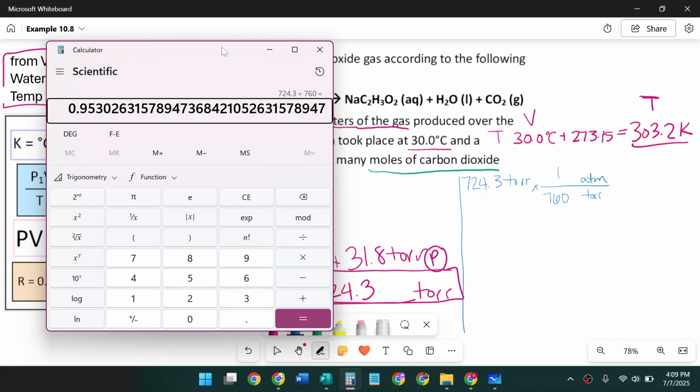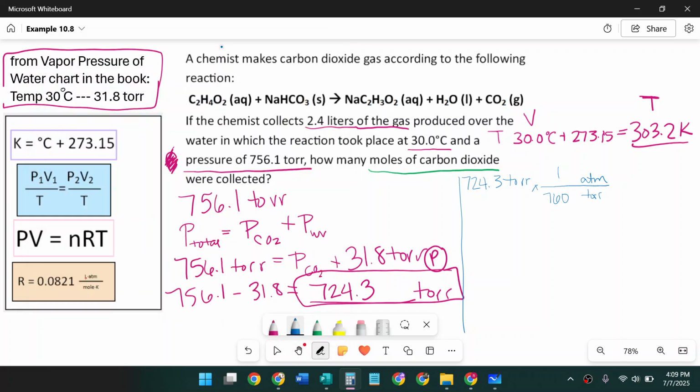So 0.9530 ATM. All right, so here's the pressure in ATM of our carbon dioxide. So we're going to use this one for our pressure. And then we have our temperature in Kelvin right here. The number of moles is what we're finding out. We already have R, and then volume was given in the problem. So now we have all the pieces we need to make this problem work.